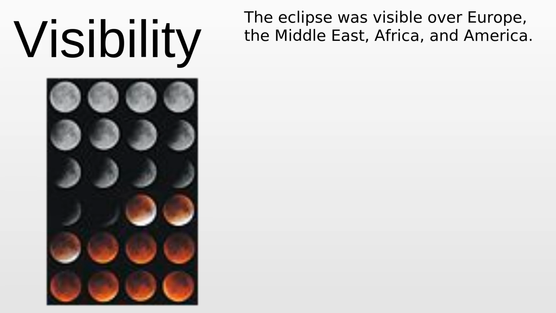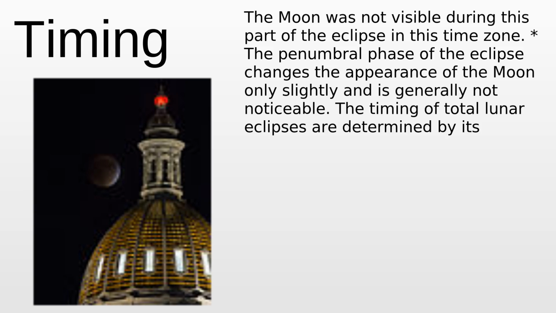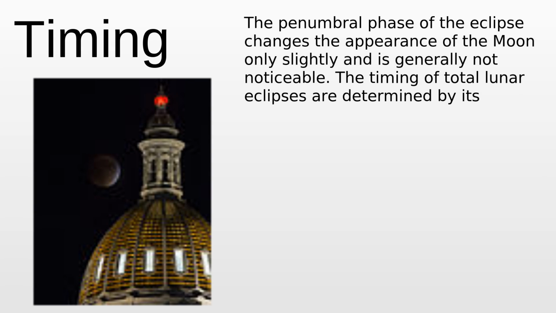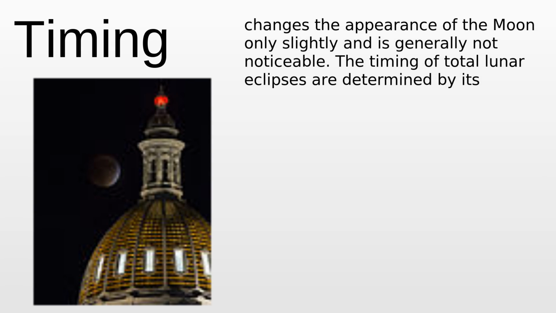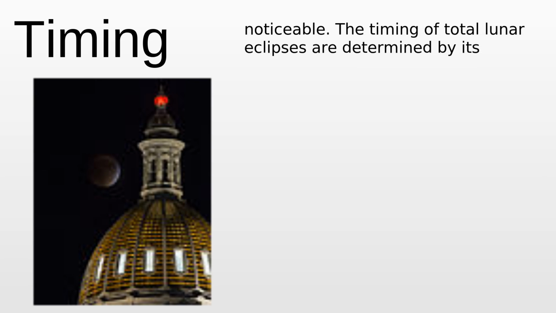Visibility. The eclipse was visible over Europe, the Middle East, Africa, and America. Timing. The moon was not visible during this part of the eclipse in this time zone. Asterisk: the penumbral phase of the eclipse changes the appearance of the moon only slightly and is generally not noticeable. The timing of total lunar eclipses are determined by its contacts.